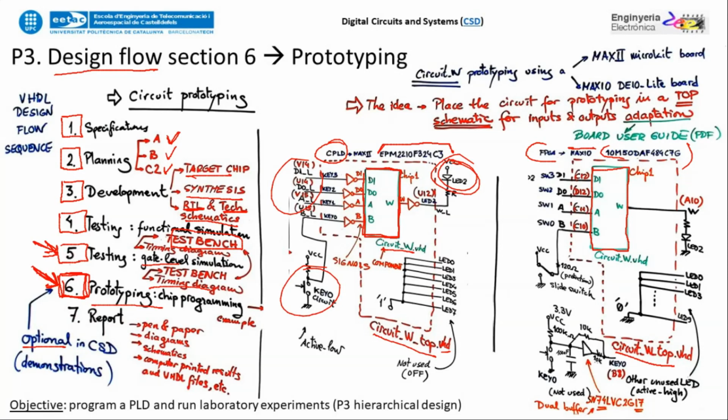And as you can imagine, the schematic that you have to consider depends on the board. You have a given schematic for the Max 2 micro kit and another schematic for the Max 10 DE10 light board. So every board has its own schematic, something that you have to read by means of the PDF user guide. So in the user guide, you are going to find the specific schematic that you have to take into account now, and the most important, you see, the pin assignments. Which pins of the FPGA are going to be connected to switches or buttons, and which ones are going to be connected to LEDs.